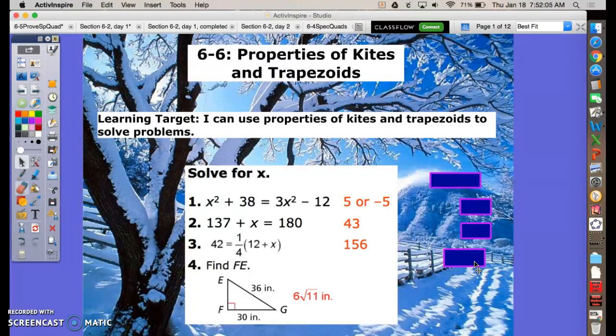For number 1, you should have 2 answers since it's a quadratic equation. You could use the quadratic formula, or you could try to factor it. This one would be good solving by square rooting because there's no just x term.